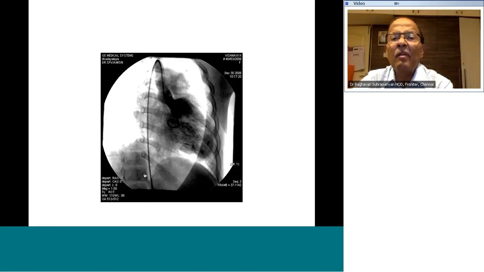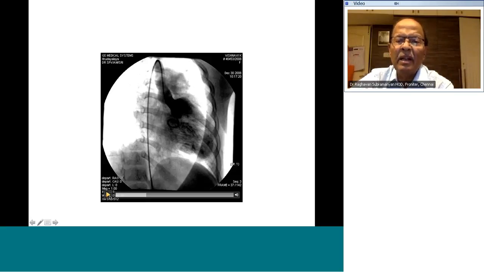RAO cranial angulation. Yes, very good. Now, you have to tell the answer and complete. This is a pigtail catheter passed retrogradely through the femoral artery and the aorta into the left ventricle. So therefore, it's a retrograde left ventriculogram being done in right anterior oblique view with cranial angulation. Very good. That's a good beginning. Now what? Now interpret it.